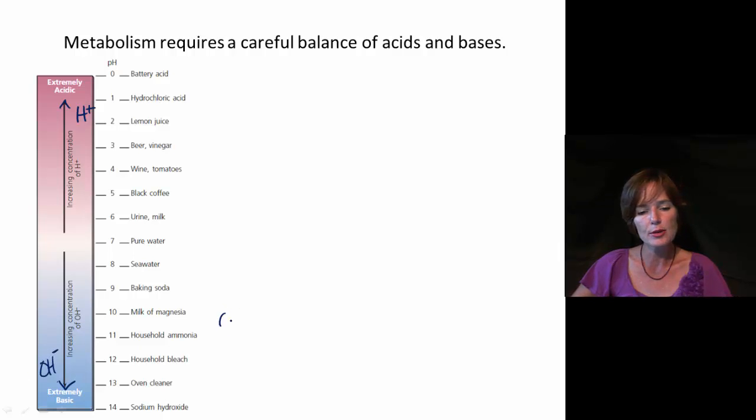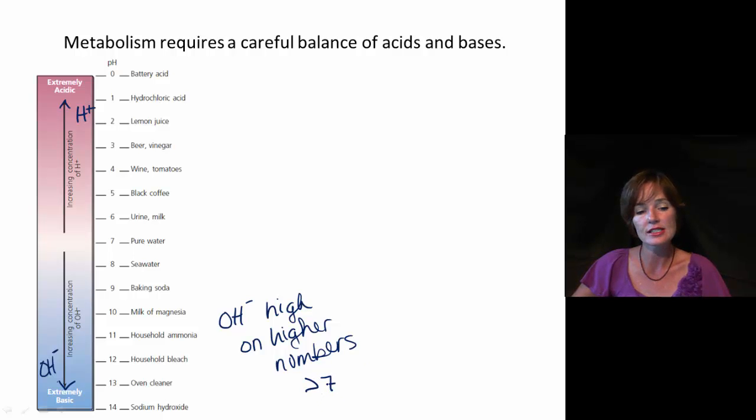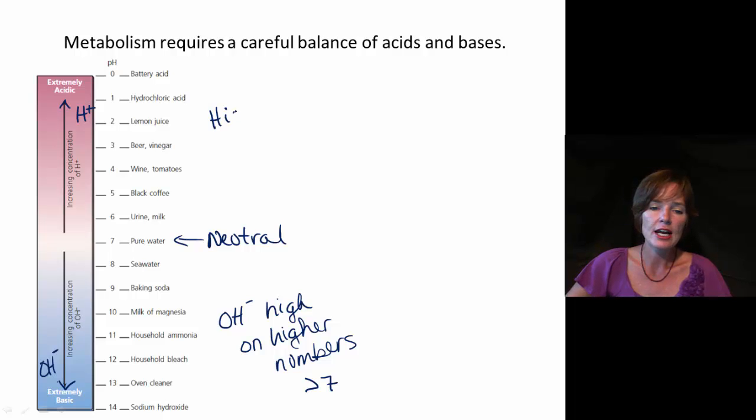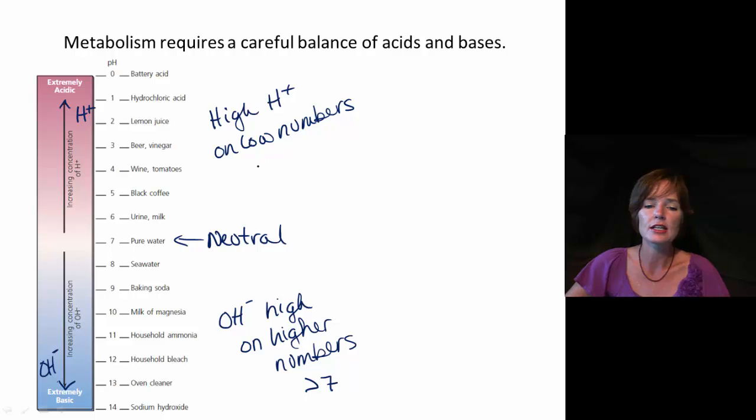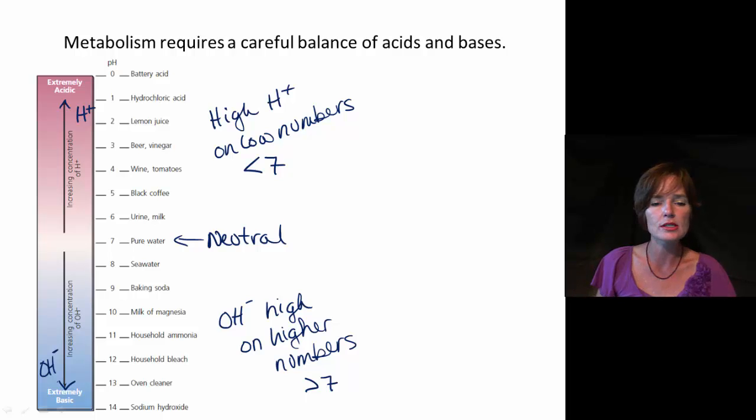So OH is high on the bottom, so I'll just put that here. OH is high on the higher numbers. And so with the higher numbers, we're talking about anything greater than 7, because 7 is going to be neutral, and that's where our pure water falls. And then we're going to have high hydrogen on the low numbers. And that would be anything that is less than 7. So that's what the numbers actually mean to us as far as the hydrogen and OH, which we call hydroxyl ion concentrations.